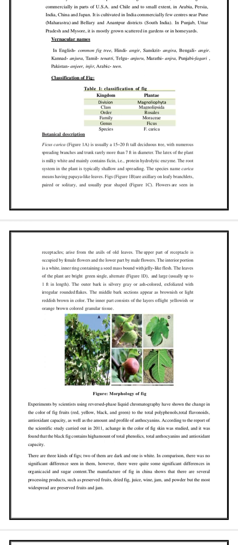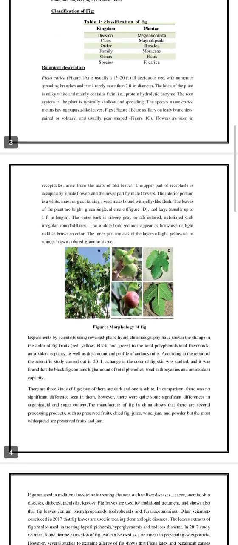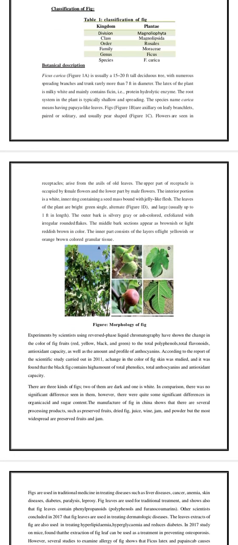Here is the classification. Fig is classified in the kingdom Plantae. Its division is Magnoliophyta. Its class is Magnoliopsida. Its order is Rosales. Its family is Moraceae. Its genus is Ficus and its species is Ficus carica. Now we will discuss its botanical description, which is actually its morphology.